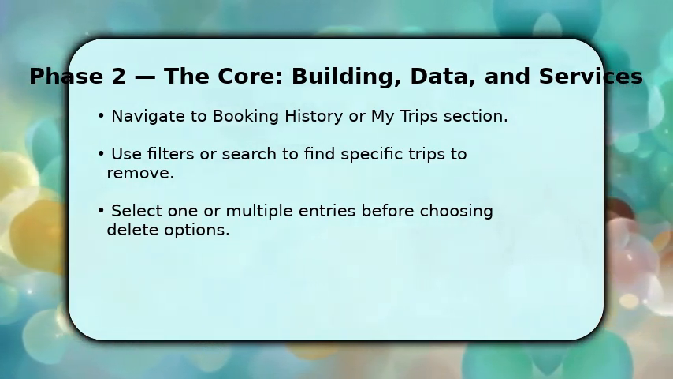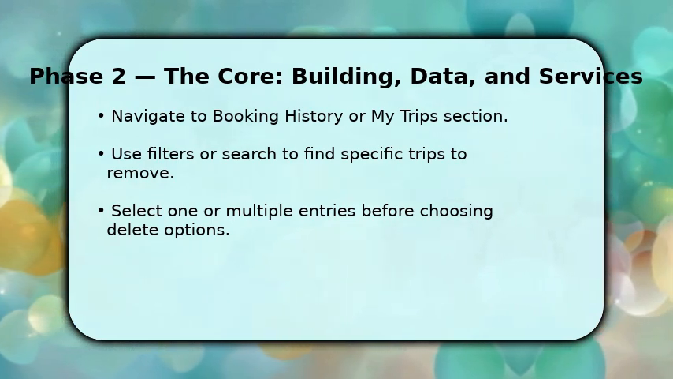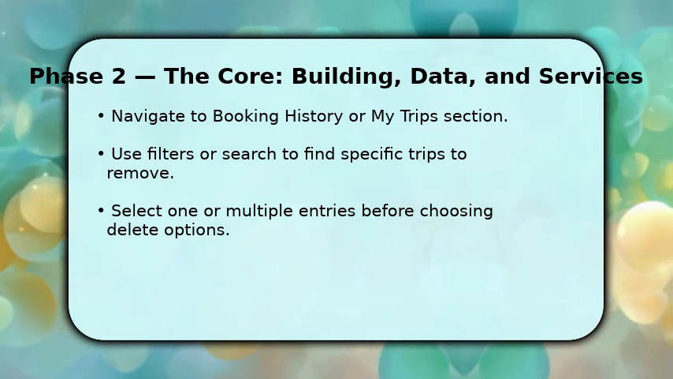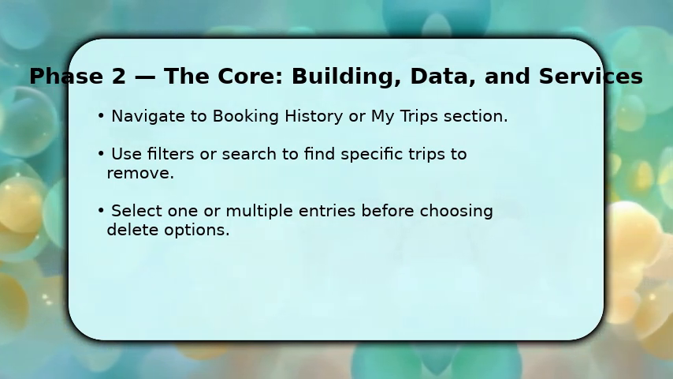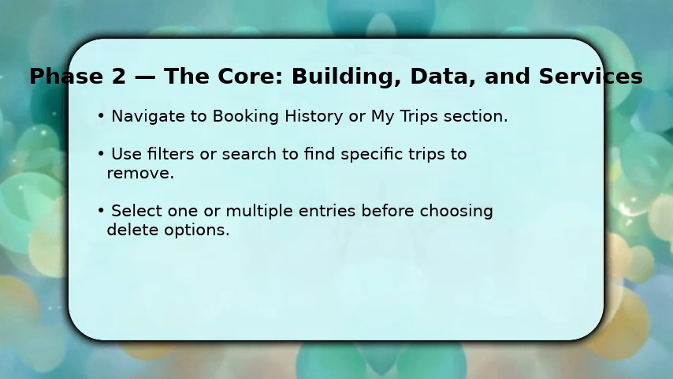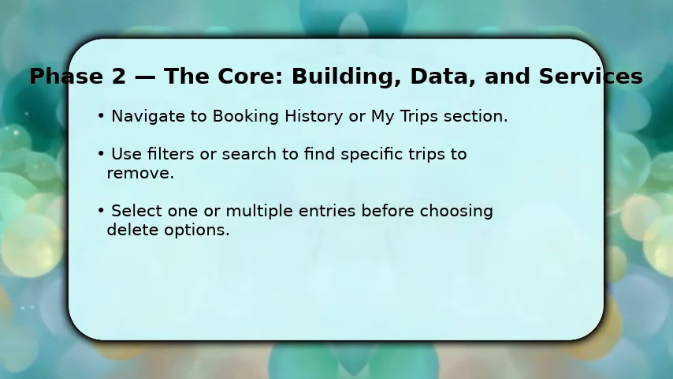Select the trip entries you want to remove. Many interfaces allow multi-select, which saves time. After selecting, look for a Delete or Remove option. You do this step carefully because it determines which records will be cleared from your visible account history.